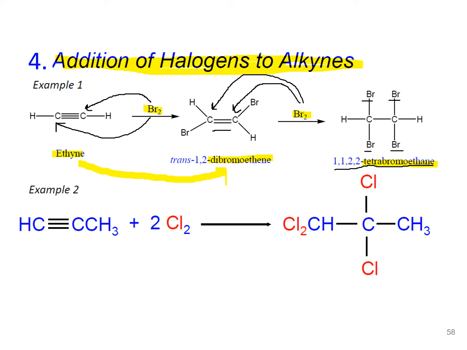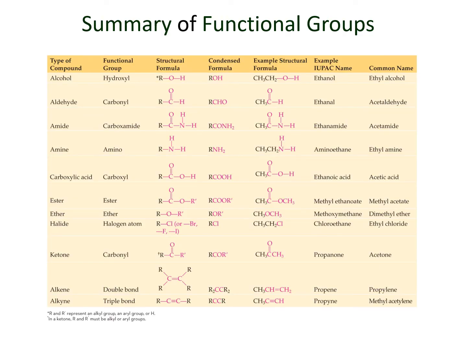The second example is for propyne, the 3-carbon alkyne with the triple bond, and its addition to the chlorine molecule. And the final product is going to be a tetrachloropropane in this case. So this will be 1,1,2,2-tetrachloropropane. Next up is a big table of the functional groups, and most of these you have to memorize.